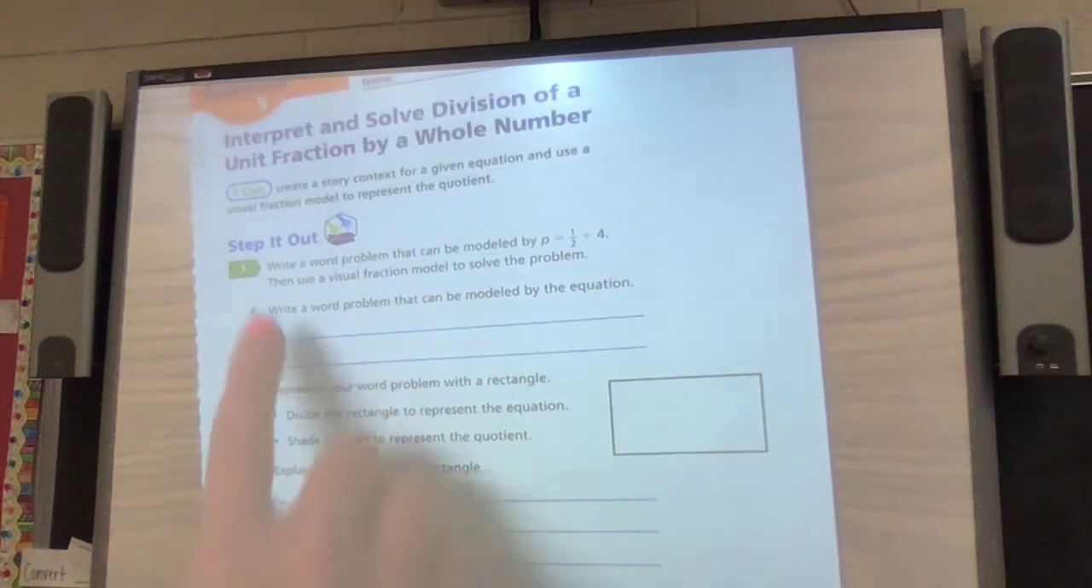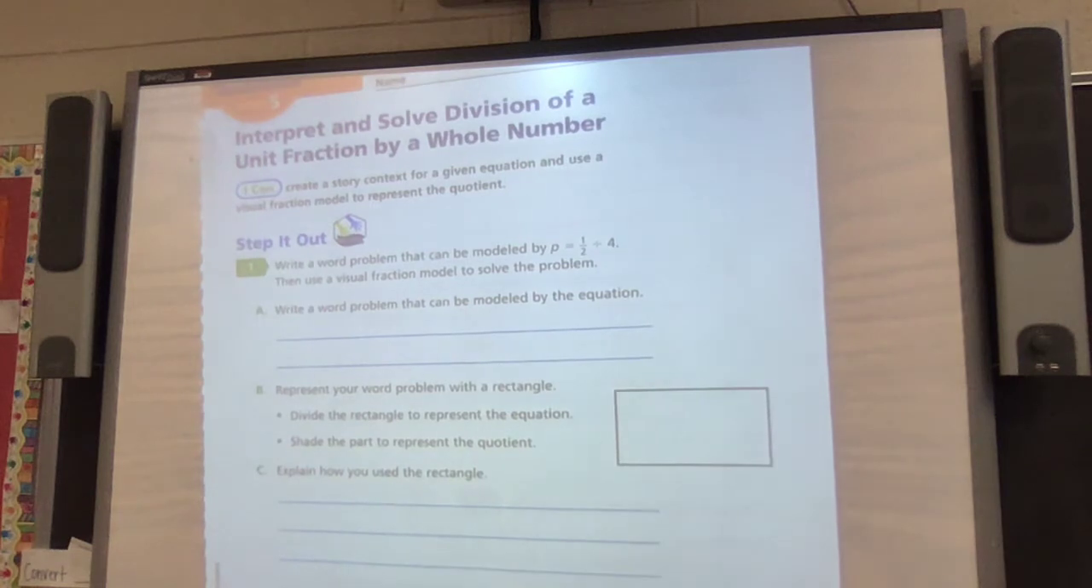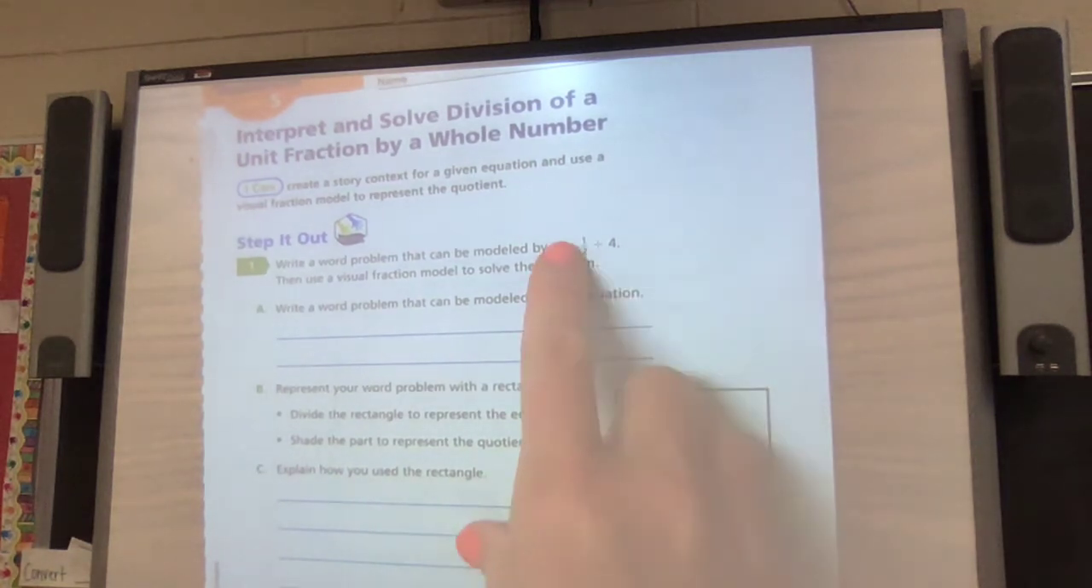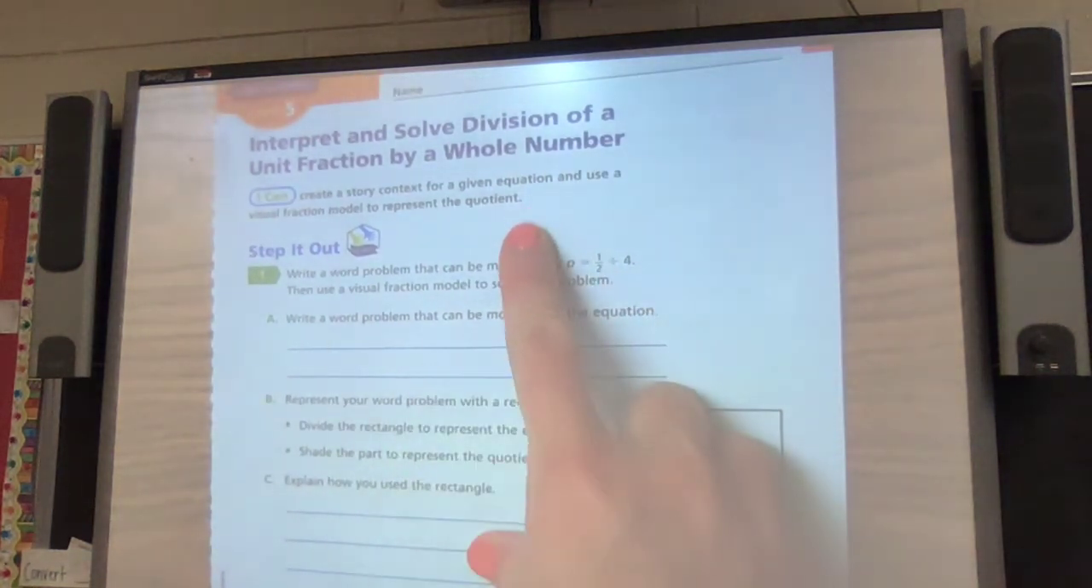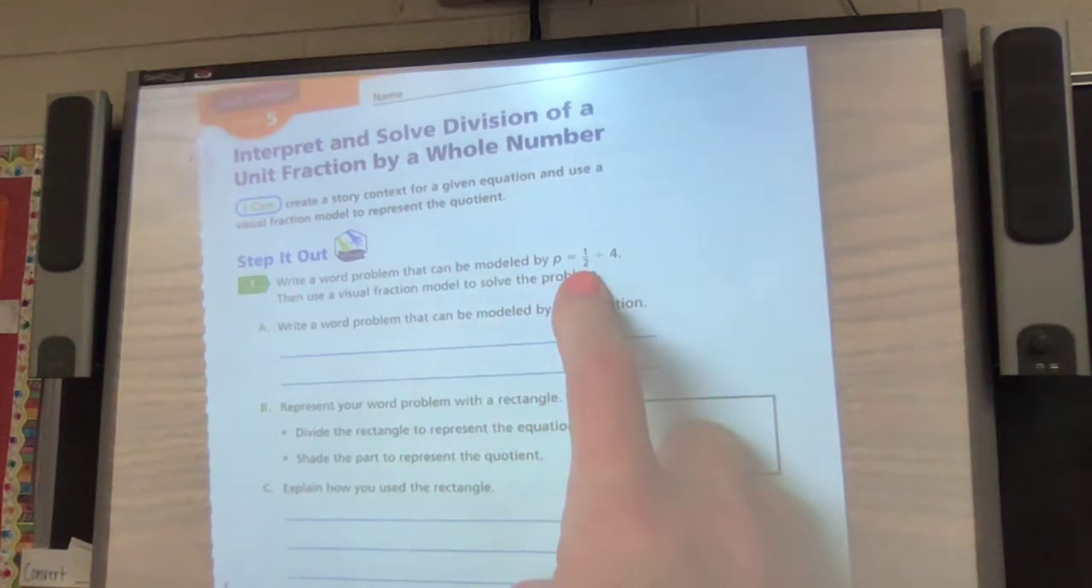So let's look at number 1. It says write a word problem that can be modeled by p equals a half divided by 4. Then use a fraction model to solve it. So let's think about a word problem. The most important thing we need to remember right now is that 1/2 is being divided. A half is being divided.